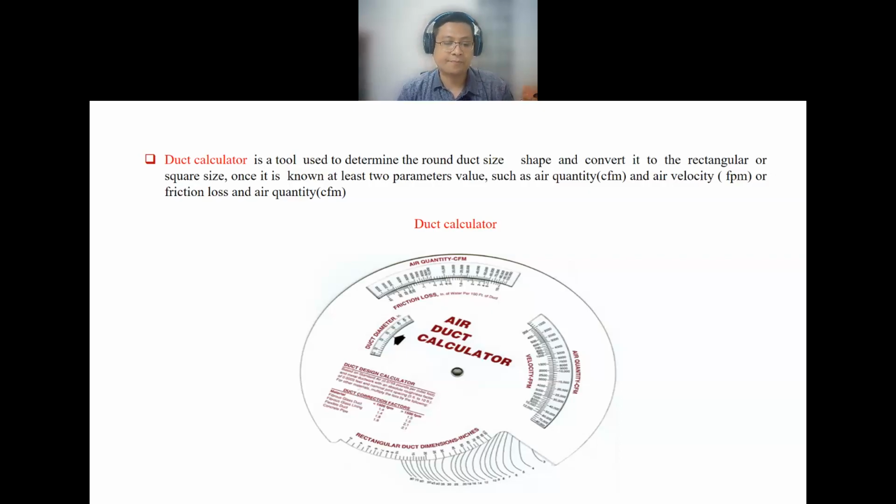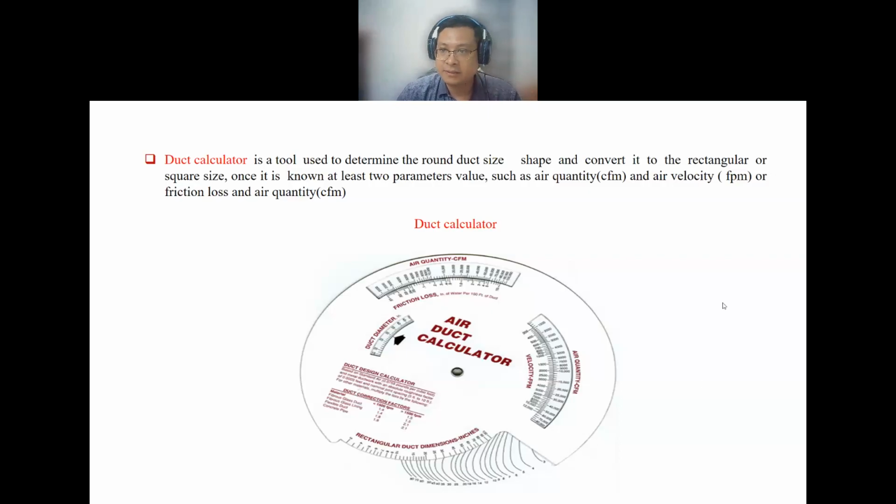Can you see or not? It's small, but you can see the motion, and then you match, matching the line. So how much do you design the friction, and then match to the air volume, match by the line, matching like this. From this matching, you can see the rectangular duct. Match. It will match here.